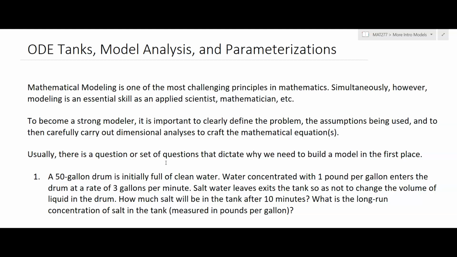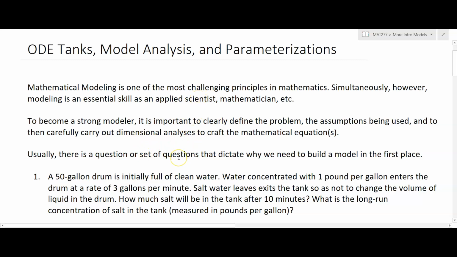So even if we're not experts in the particular field in which we're modeling, then as mathematical modelers, we need to be able to take a set of given assumptions and convert those into something more mathematical. And we often use a lot of dimensional analyses. So units become incredibly important when you're building models.